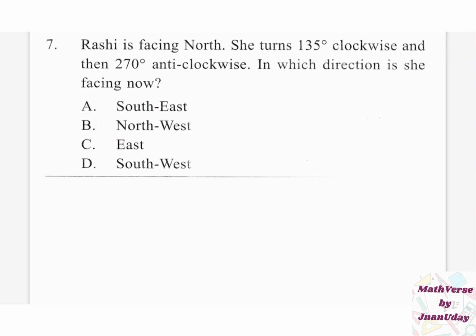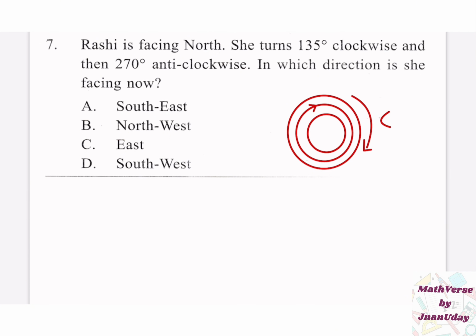Question number 7 is, Rashi is facing north. She turns 135 degree clockwise and then 270 degree anti-clockwise. In which direction is she facing now? So first we need to understand what is clockwise and what is anti-clockwise. So let us quickly revise. If this is a clock, right, then here to here, this direction will be your clockwise, and opposite direction, right, it will be anti-clockwise. Correct?